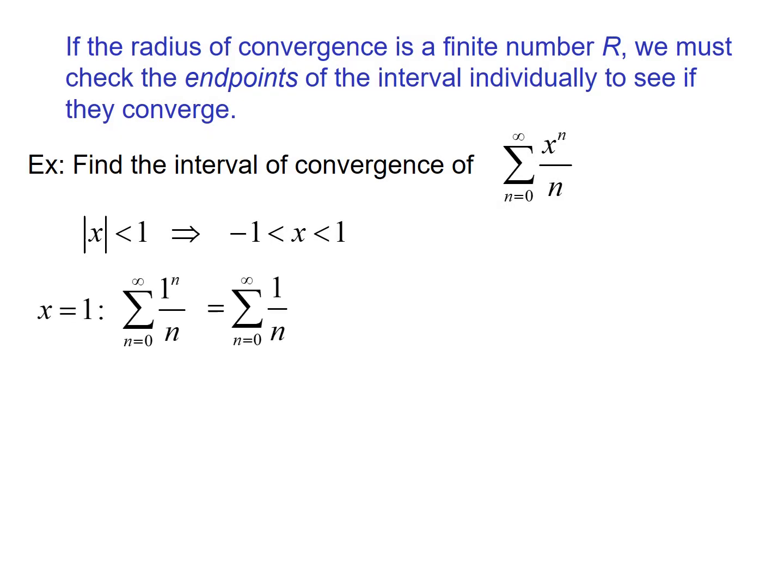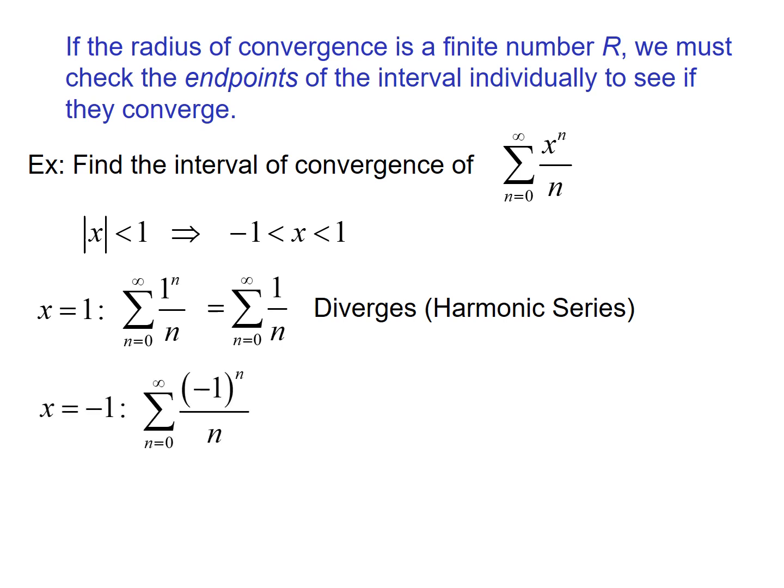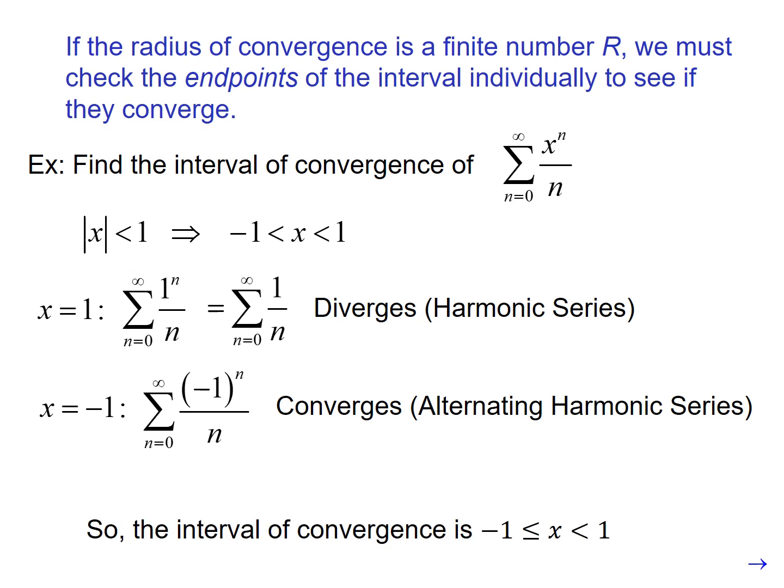So we check x equals 1, replace x with 1. 1 to the power of n is just 1. This is the harmonic series which diverges. Replace x with -1. This is the alternating harmonic series which converges. So the interval of convergence goes from -1 to 1, including the -1.